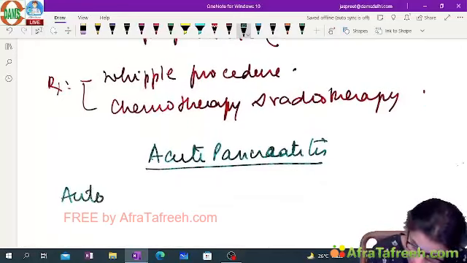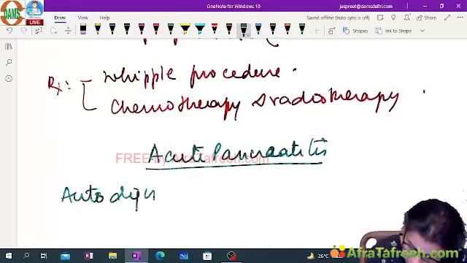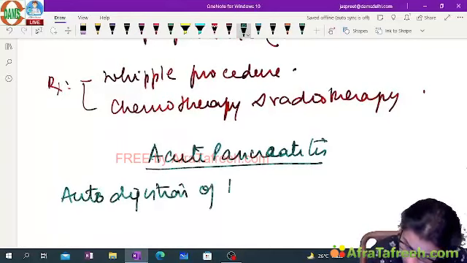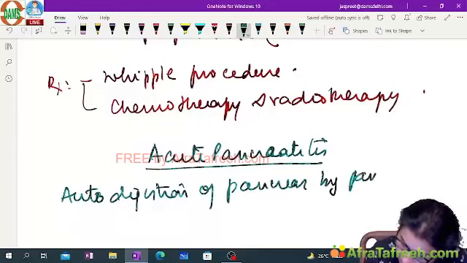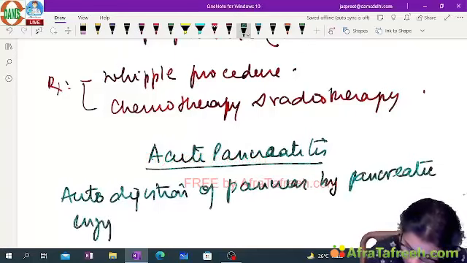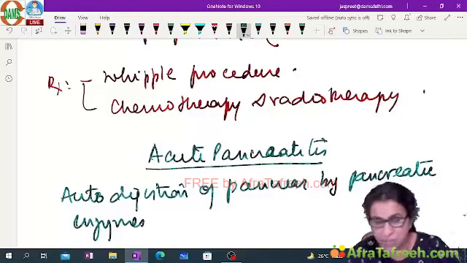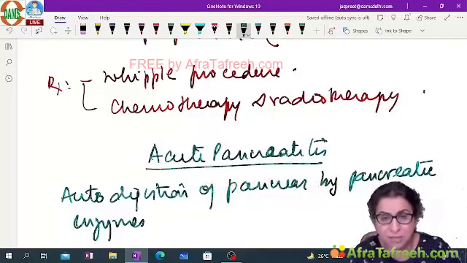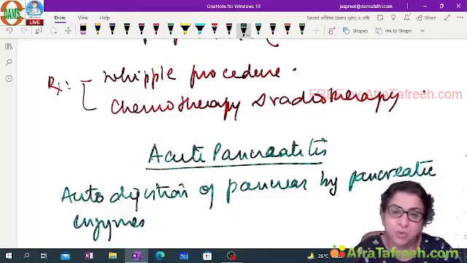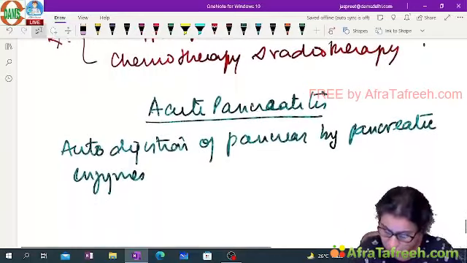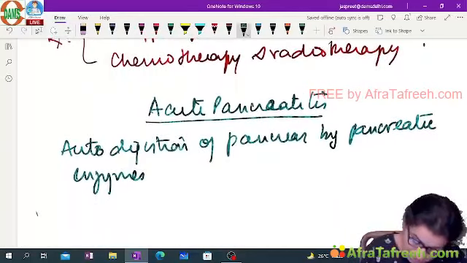So what do you see? Basically, autodigestion of pancreas by pancreatic enzymes. Very important, whatever the damage or inflammation of the pancreas, ultimately the acinar cells of the pancreas get damaged, they release their enzymes and those enzymes digest the pancreatic tissue itself. So autodigestion of pancreas due to pancreatic enzymes.